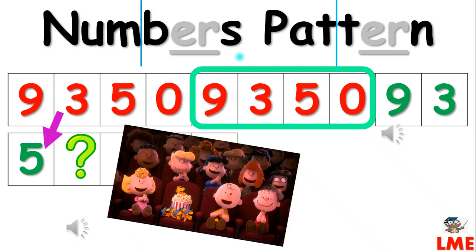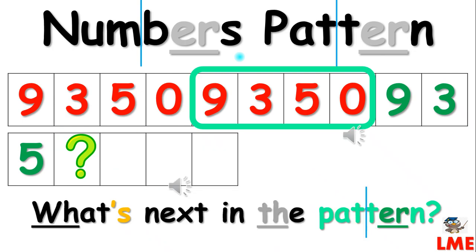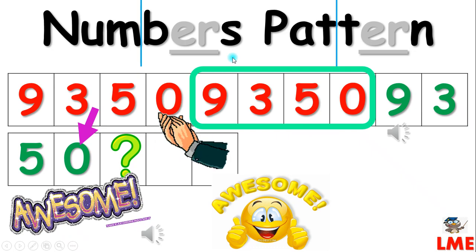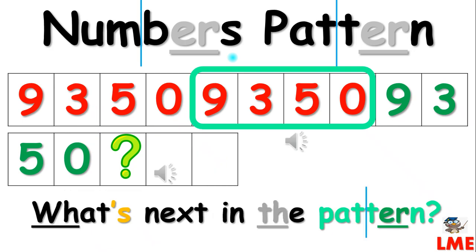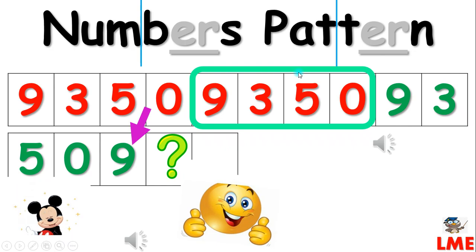Number 5 comes next in the pattern. Can you guess what's next in the pattern? Number 0 comes next in the pattern. Can you guess what's next in the pattern? Good job! Number 9 comes next in the pattern.